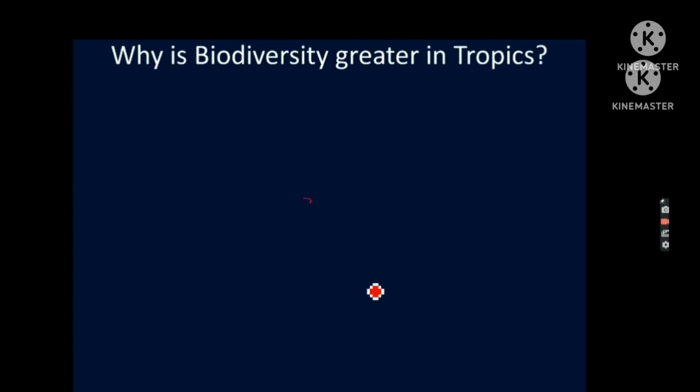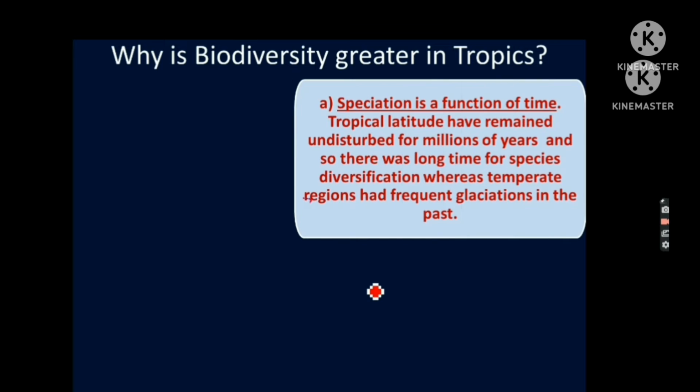Next is reason. Why diversity is greater in tropic area? One reason is speciation is a function of time. More time you are giving to ecosystem, more species will get generated. So that benefit has come to tropic area. Tropical latitude have remained undisturbed for millions of years. So there was long time for species diversification. But temperate regions had frequent disturbances in the form of glaciation. That's why temperate region could not get the time for species to get formed. That's why tropical area is having more biodiversity.